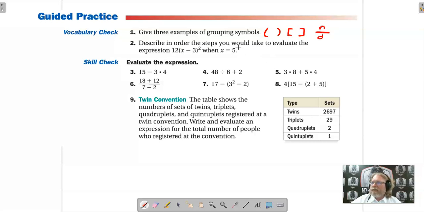Describe in order the steps you would take to evaluate the expression 12 times the quantity of x minus 3 squared, where x equals 5. Well, first we'd have to plug 5 in, right? So we'd plug 5 in first, and then we would do the parentheses first, 5 minus 3, because we can't square it till we know what's in the parentheses, and so 5 minus 3 would be 2. Then we have to square the 2 and get 4, right?